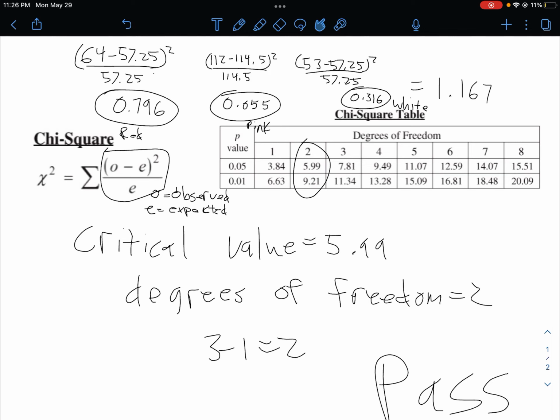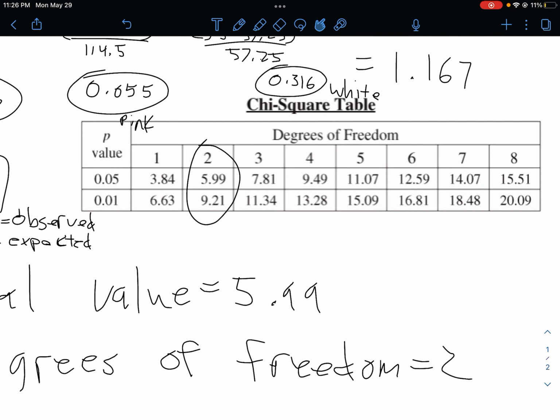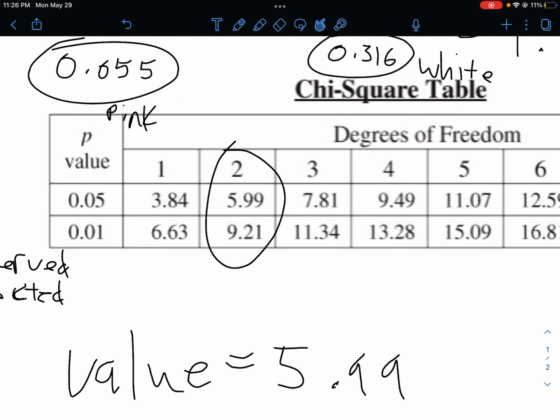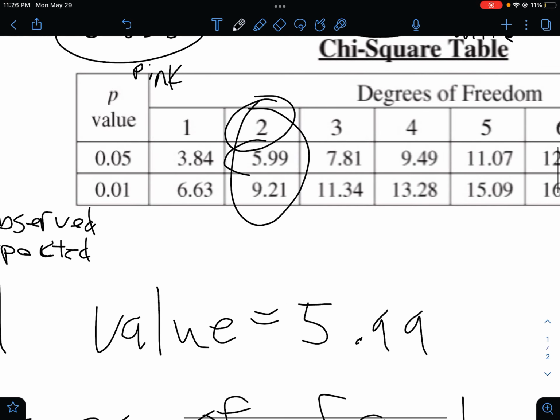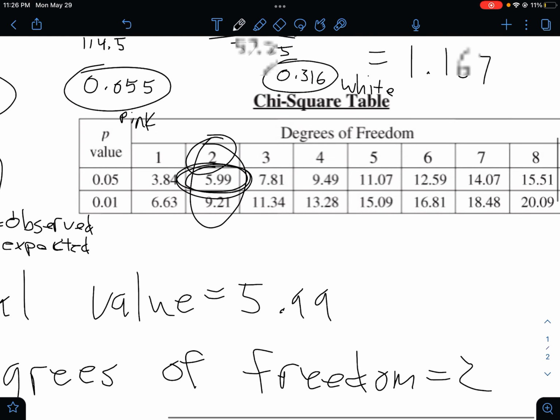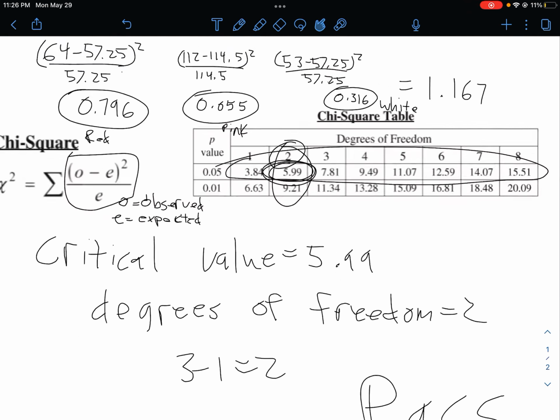And the critical value you get is the value from the degrees of freedom, which you have right here from the chi-square table. So you have 2 degrees of freedom, which is right here, and then the critical value, which is 5.99, you have from right here, 5.99. So you always look at the top row when you're doing the chi-square test.